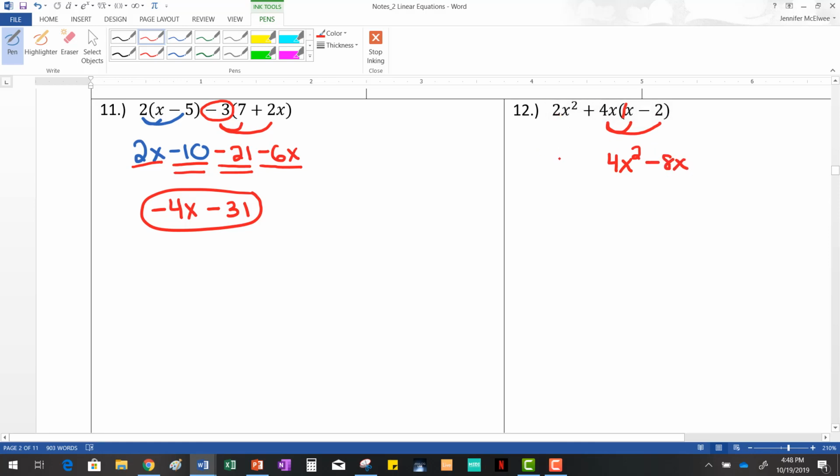That 2x squared still needs to come down. This is positive, so I'm going to put a plus here. I do see one pair of like terms, 2x squared plus 4x squared. 2 plus 4 gives me 6, so 6x squared minus 8x.